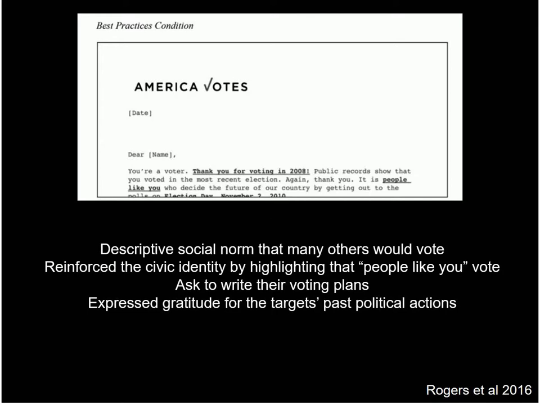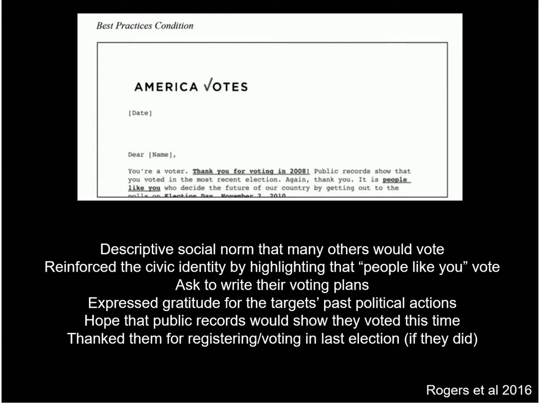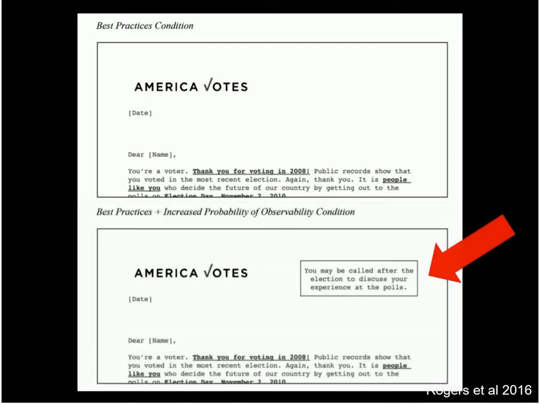They expressed gratitude for their past political actions, and this is already starting to tap a little bit into observability, in that they reminded them that whether they voted or not would be a public record, and they hoped that that public record would show that they voted this time. And if the person registered in the last election or voted in the last election, they thanked them for doing it. So these are all of their different best practices. And so they've got the control, they've got this best practices version, and then they have another version that is exactly identical to this, except they add this one little box at the top that says, you may be called after the election to discuss your experience at the polls.